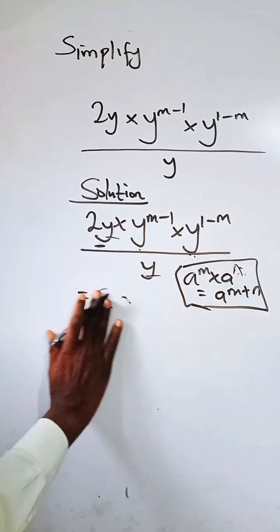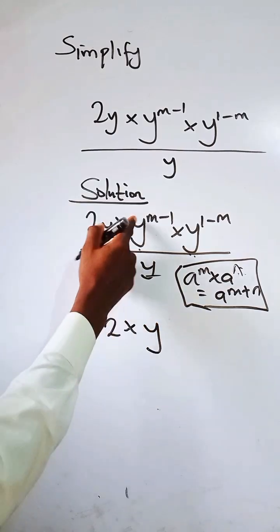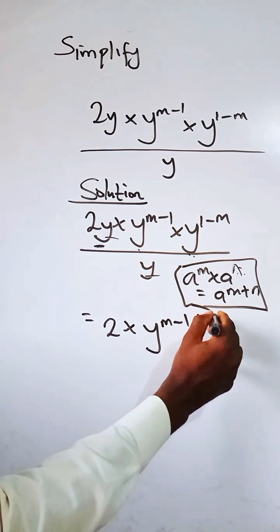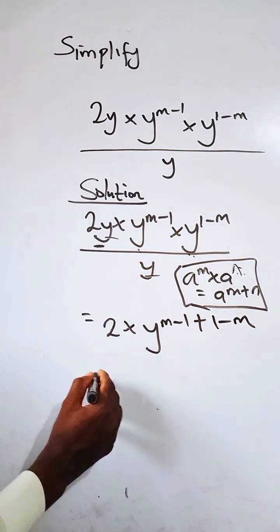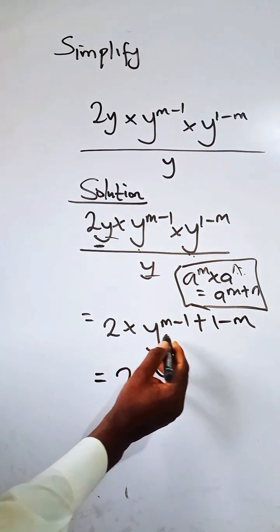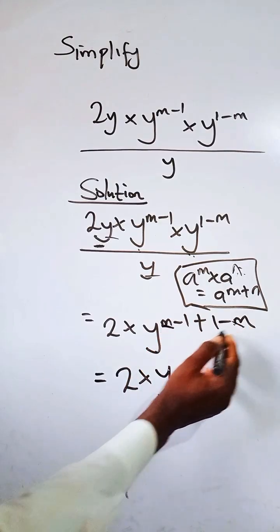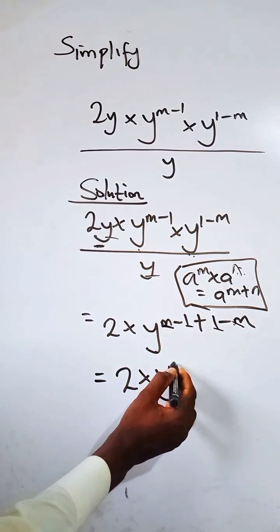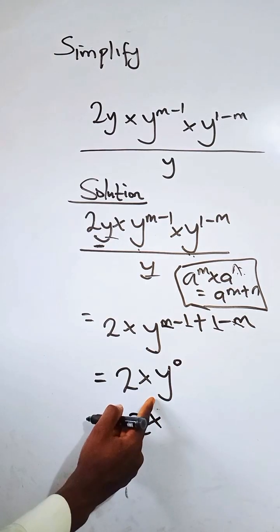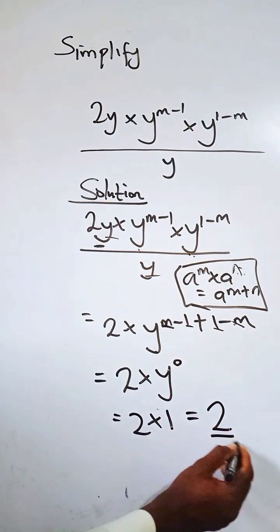By the time we do that, we have 2 times y raised to the power n minus 1 plus 1 minus n. When we simplify this, n minus n is out, and minus 1 plus 1 is 0, so we have y raised to the power 0. So this gives 2 times y raised to the power 0. Anything raised to the power 0 is 1, so 2 times 1 gives us 2.